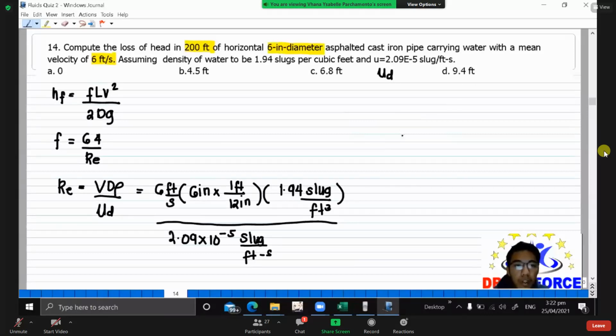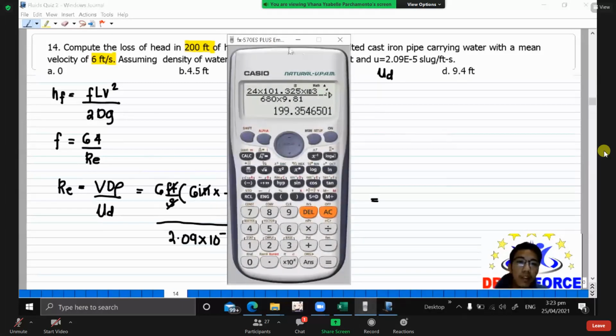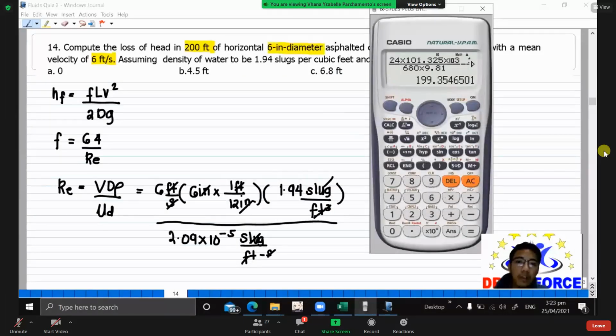Or maybe baliktad ito. Tama lang pala. Magka-cancel na dito yung second. Dapat unitless yung matitira. So, inches. Ano pa? Yung feet dito tataas. So, feet times feet times feet. Cubic feet. So, cancel. Then slug. Okay, unitless.